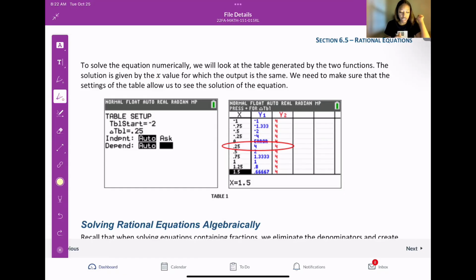To change that, you can change your delta table. So here, delta is going up by 0.25. That means that your inputs are going to be 0, 0.25, 0.5, 0.75, 1, 1.25, 1.5. So it makes the scale a little bit smaller. You can always play around with that. And then what are we looking for when we solve something numerically? We're looking down our table and we want to know what x value has y being equal for both equations that we put in. And we can see that that's happening on this table at 0.25, 4.